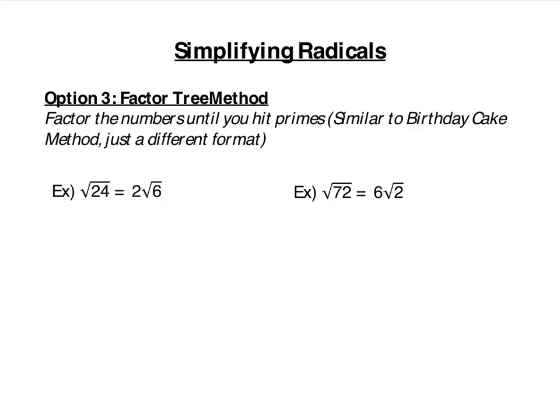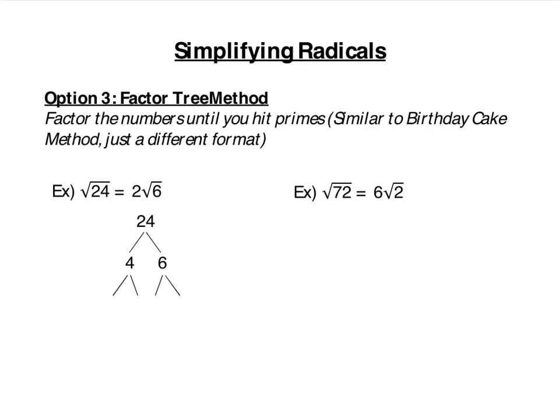And our last method for simplifying radicals is the factor tree method. This is when we factor the numbers until you hit primes. It's very similar to the birthday cake method, just in a different format. So again, we're going to look at the square root of 24, which we know should reduce to 2 square roots of 6. I'm going to start with 24, and then I'm going to draw 2 lines down from 24, and I'm going to put 2 factors of 24 on each of those lines. So in this case, I'm going to use 4 and 6.